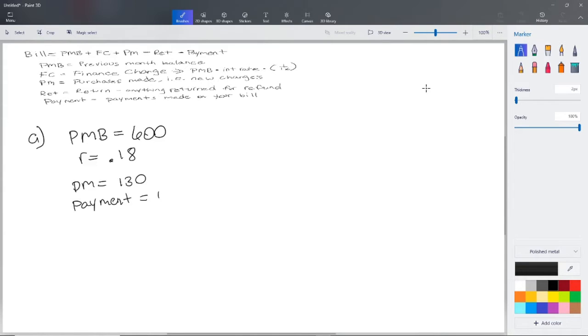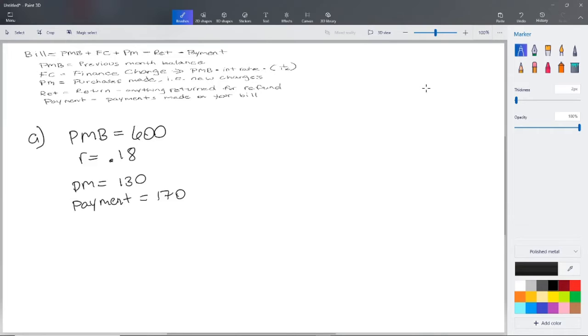of $170. All right. So, it never hurts when you start these kind of problems to just list out all the elements that they've given you. As you can see, they gave us the previous month's balance. They gave us the interest rate. We also know time because time is always 1/12 because we figure our balance out from month to month.